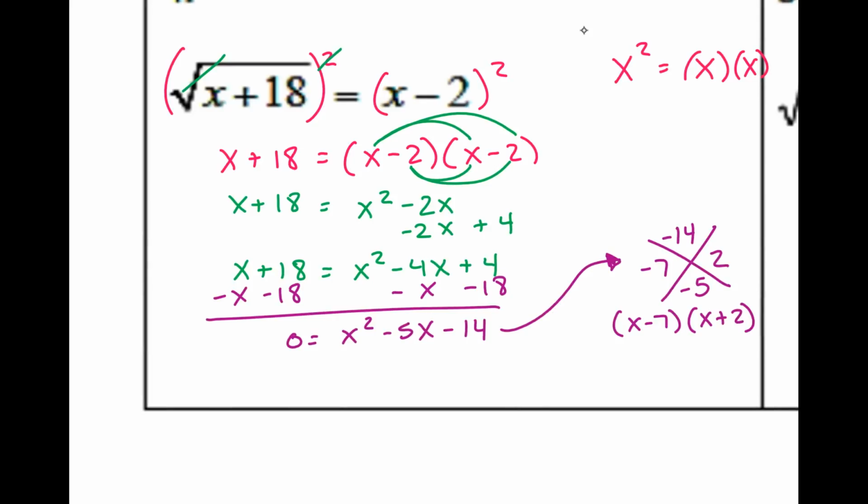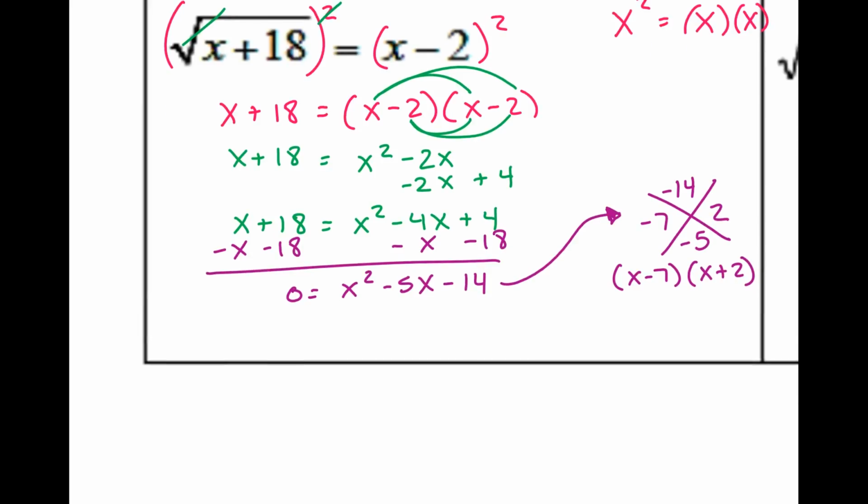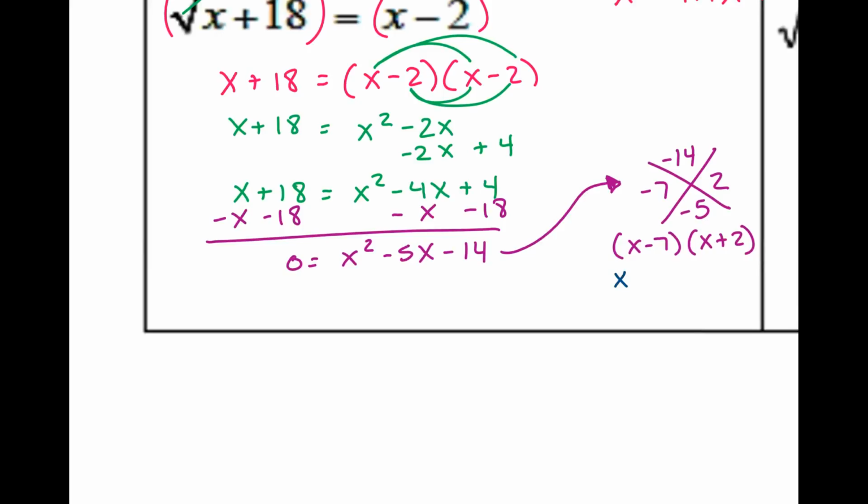Are these my solutions? No. What do I do to get my solutions? Set them equal to 0. Good. So all you do is set them equal to 0: x equals positive 7, and x equals negative 2.